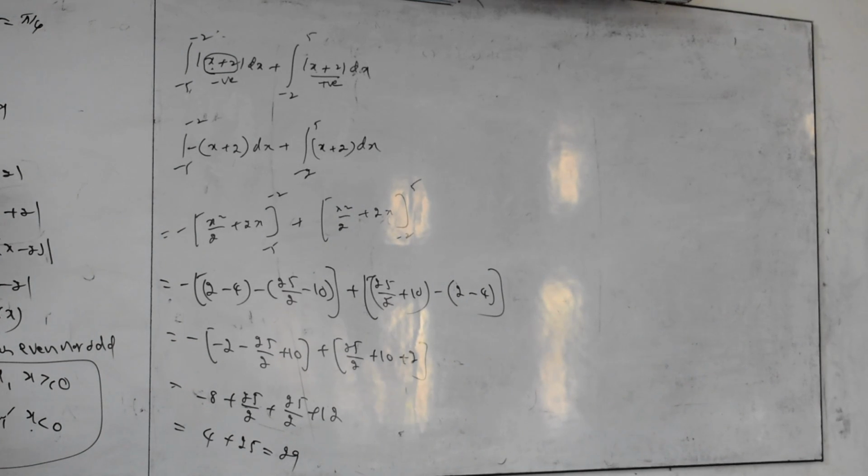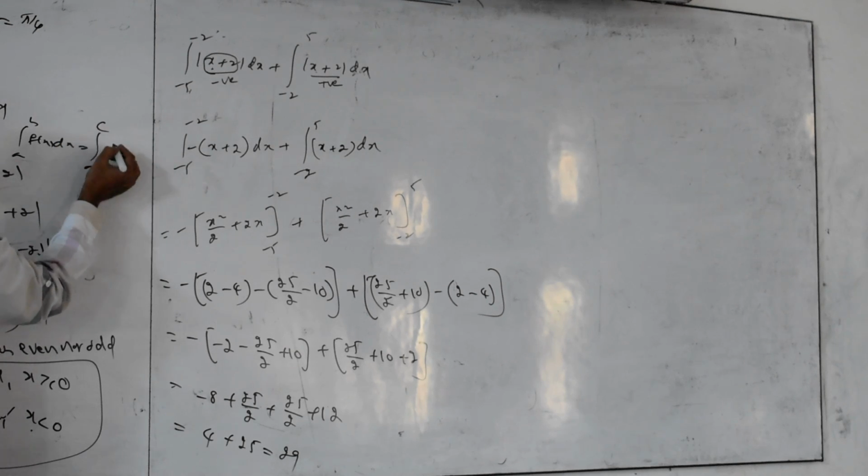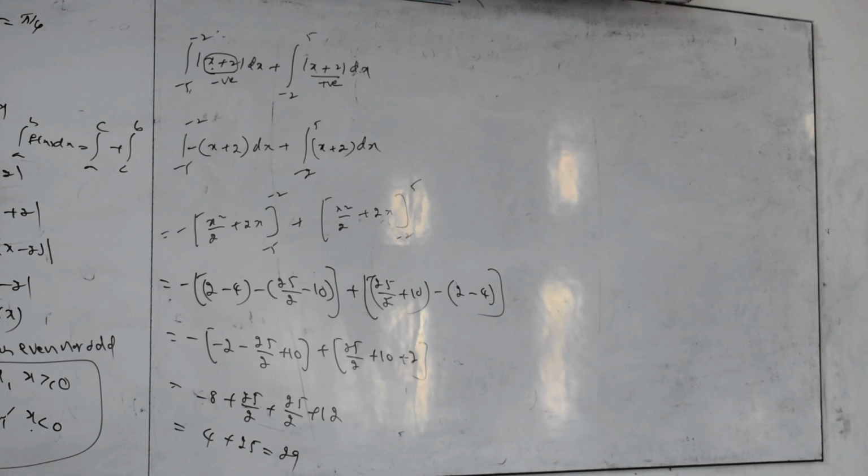Are you following? If mod is there, here we have used what property? Integration of a to b f of x dx equals integration of a to c plus c to b. That property we have used here. So this property is not applicable. It looks like minus a to a, but it is neither even nor odd. So that property is not applicable. Then go for other properties.